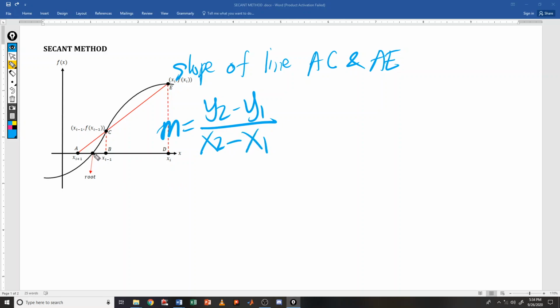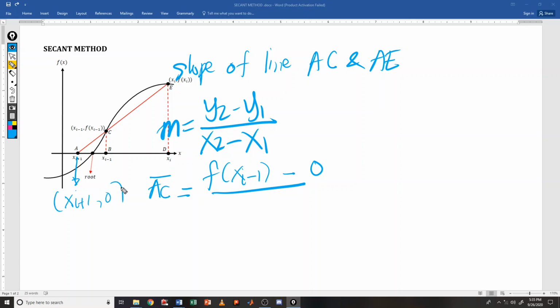So therefore, if we say the slope at AC, so segment AC, slope of that line, we have a function of x sub i minus 1 minus 0, because the point A has coordinates x sub i plus 1 and 0. Okay, so x2 here refers to x sub i minus 1 minus x sub i plus 1. Okay, so that slope of AC is similarly equal to the slope of AE, or the segment line AE.